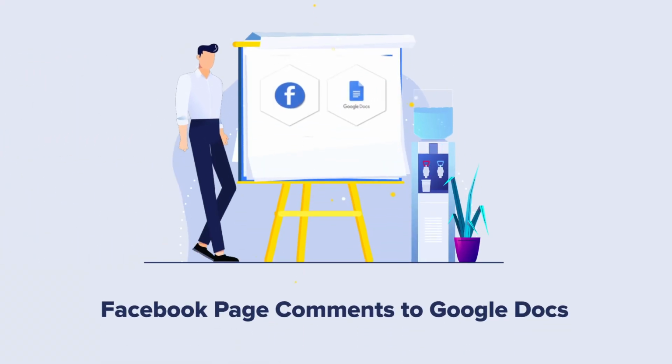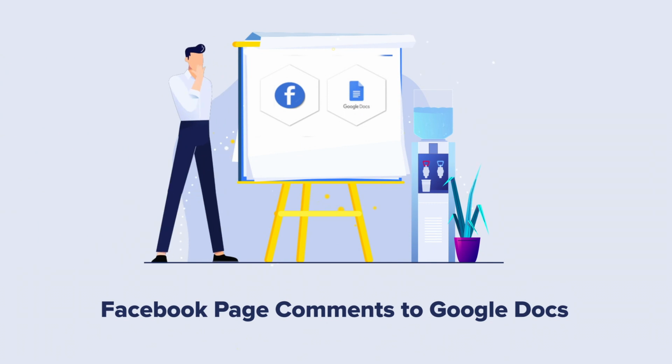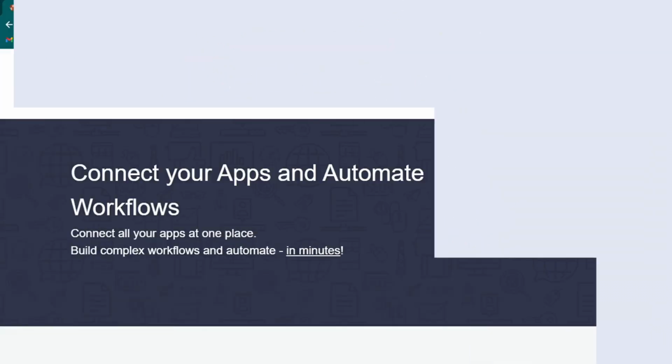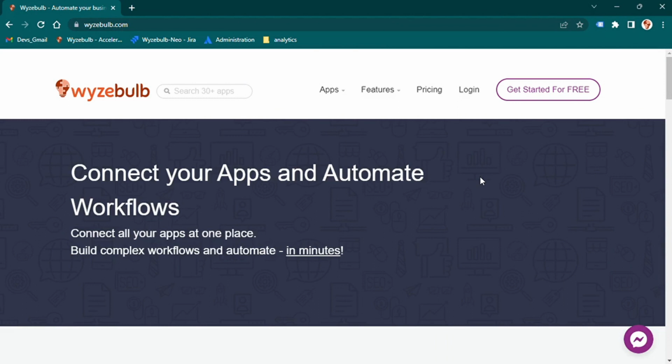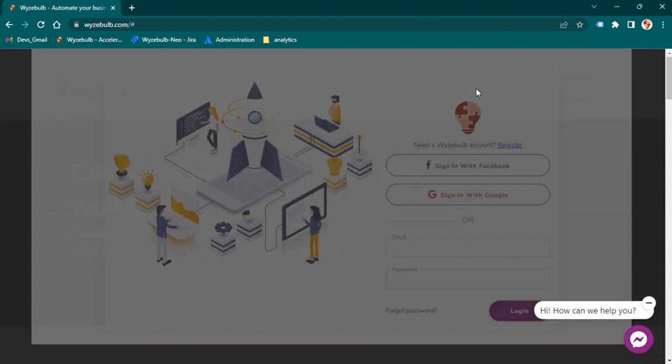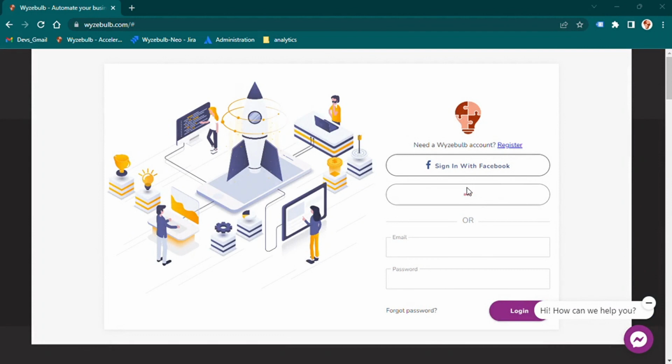Let's start the demo video on Google Docs, which can be integrated with other applications too. But we will be showing Facebook page comments to Google Docs. So let's log in to the Wyzebulb account by clicking on the Sign In with Google button.